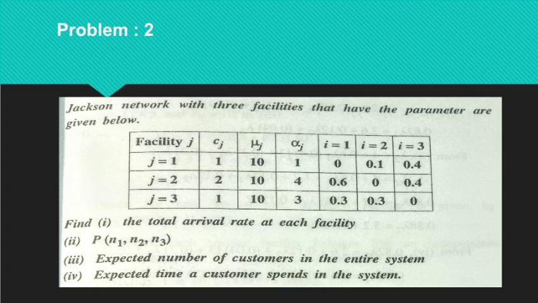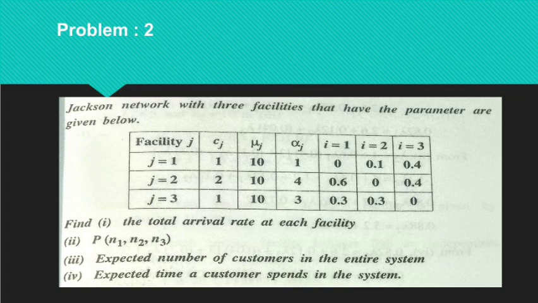Second column, channels are given, number of servers are given for j equal to 1, j equal to 2, j equal to 3. The service rate is given and number of customers from outside to the channel j is given. And the fifth column, sixth column, seventh column, it is given that probability that the number of customers arriving from server j to i. So these are all the probability values.